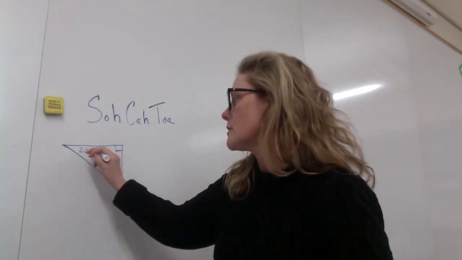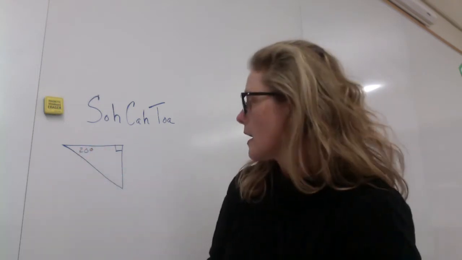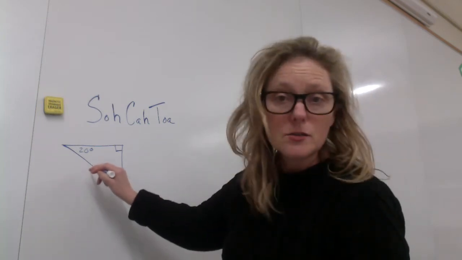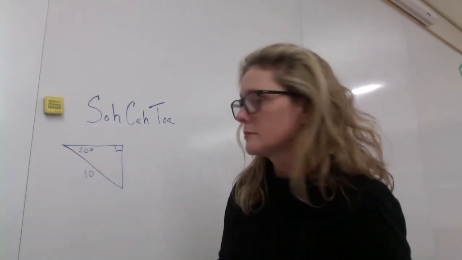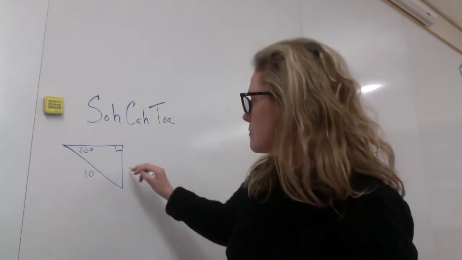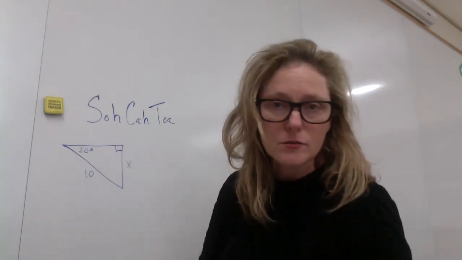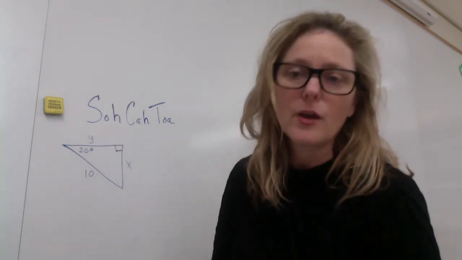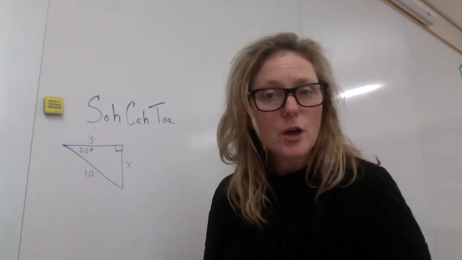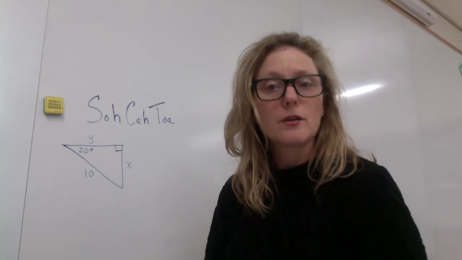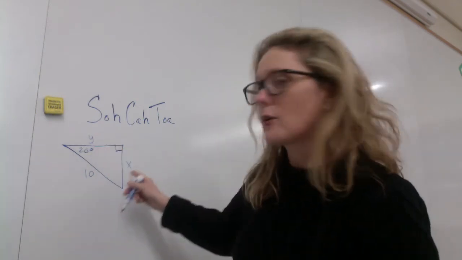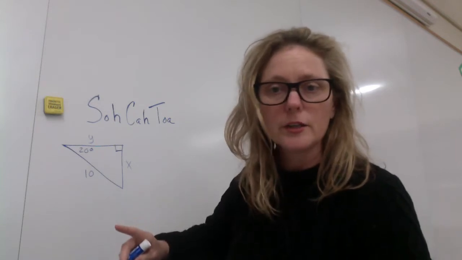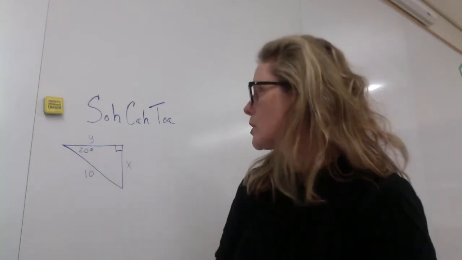So let's say, for example, I have the triangle I have here and that this angle is 20 degrees. I'm given that. And I am given that the hypotenuse is 10. And I want to find the length x. And I also want to find the length y. Okay. So SOHCAHTOA, I don't have right now enough information to use the Pythagorean theorem.